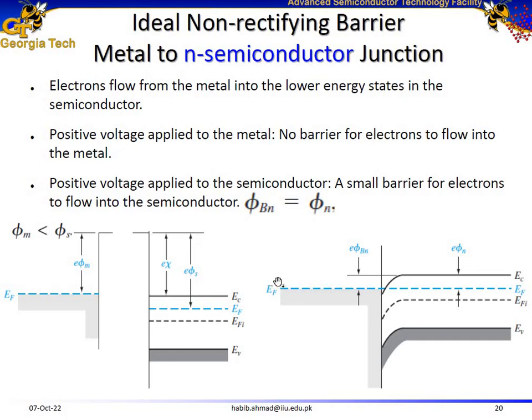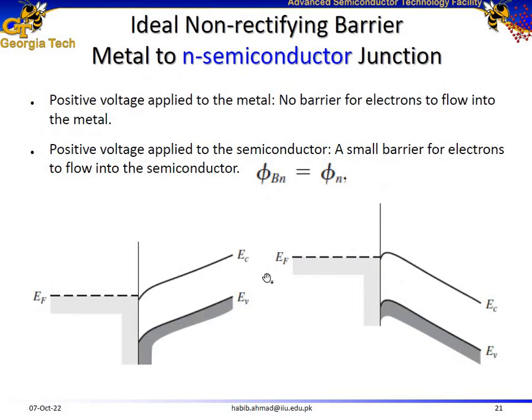How about current to flow from the metal to the semiconductor? There is a barrier, but as compared to the previous structures, to the rectifying contacts, it's a really small barrier. So under the application of a voltage, electrons should also be able to flow from the metal to the semiconductor as well. And this barrier over here is called phi bn, just like the previous case, the Schottky barrier. And it's going to be almost equal to phi n, or the difference of EC minus EF.